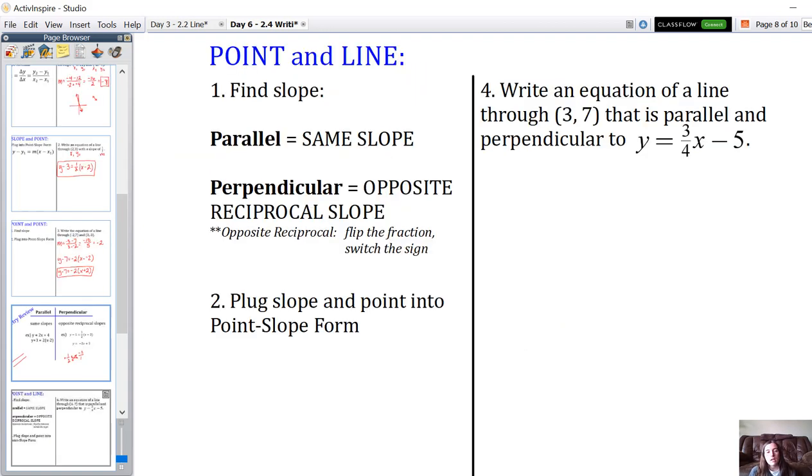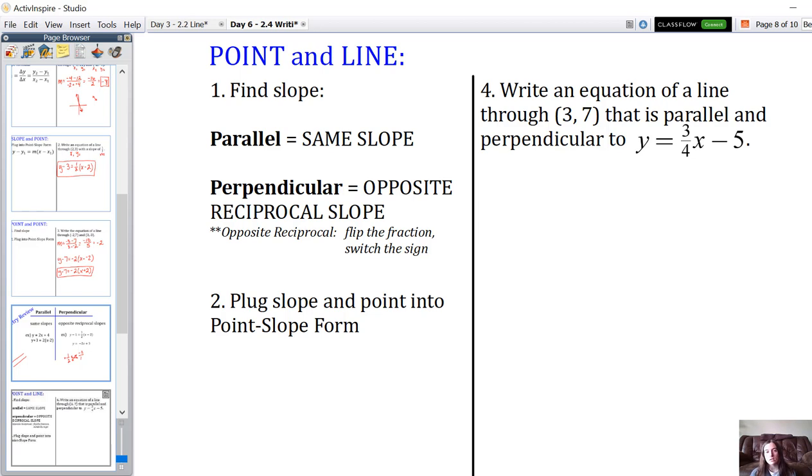In this example, I'm going to give you a point and a line, and we need to write the equation of a line that's either parallel or perpendicular, depending on what the problem says. In this situation, we're going to figure out the slope of the original line, and then if we're looking for a parallel line, we're going to use that slope. If we're looking for a perpendicular line, we're going to use the opposite reciprocal. Then we're going to use that slope and the other point that we were given to write our new equation in point-slope form.